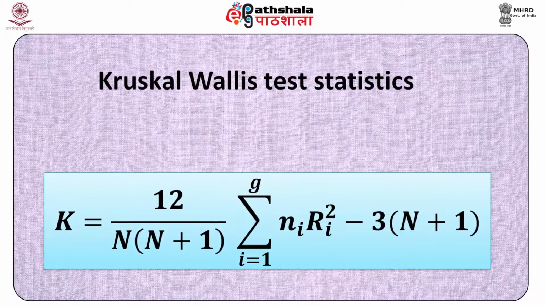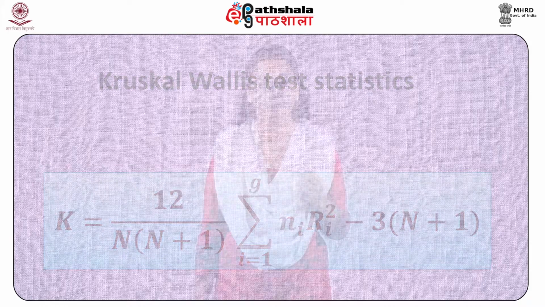Kruskal-Wallis test statistic. K is equal to 12 divided by N into N plus 1, sigma i going from 1 to g, Ni Ri square, minus 3 into N plus 1. The value of K is 5.56, which is less than the value in table at 3 degrees of freedom, and thus we couldn't reject the null hypothesis. We can thus conclude that weeds per meter don't affect the corn output in a statistically significant manner.